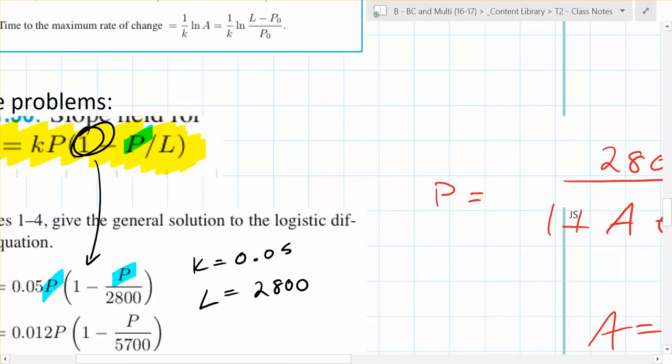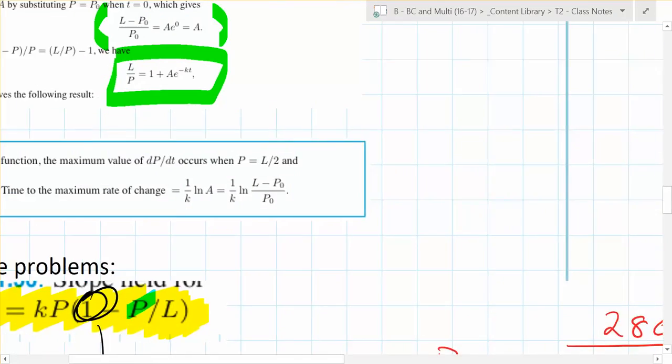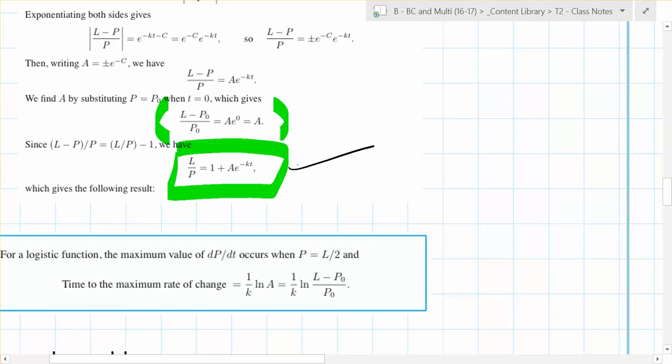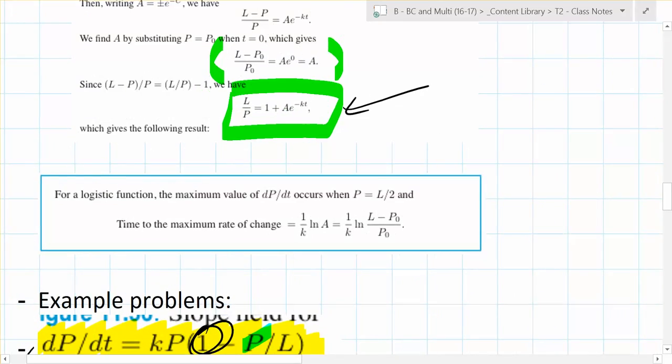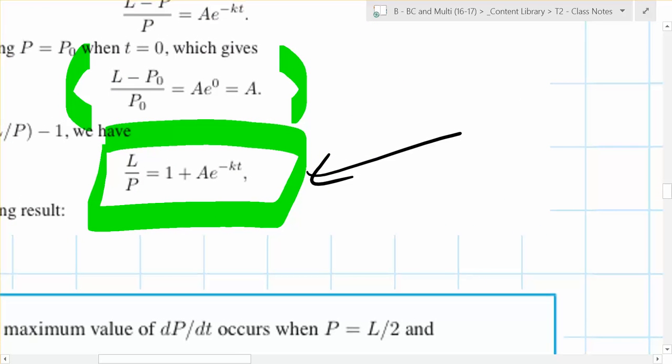Can we write the general solution? Yeah, we sure can. So look, over here, we get to this, right? Remember how we got to that? L is a constant because it's the carrying capacity. So if we wanted to isolate P on this, what does P equal?